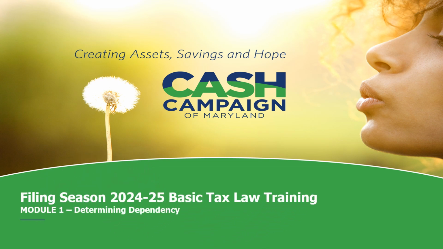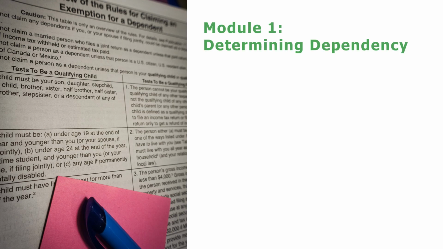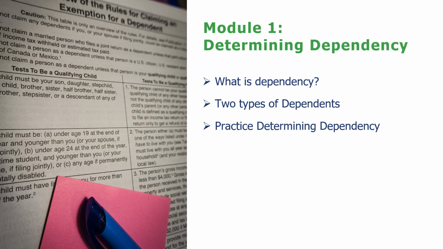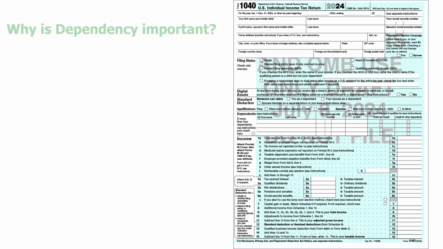Welcome to the first tax law module, Determining Dependency. The purpose of this module is to learn what dependency is, review the different types of dependence, find out why it's important, and conclude with real-world practice questions to determine a taxpayer's dependence.